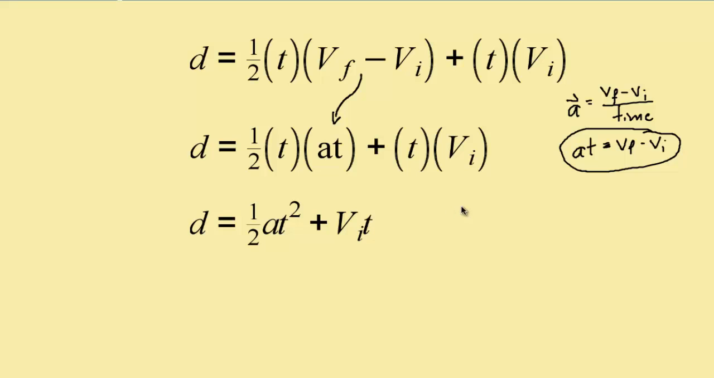And as a bonus, some of you may recognize that this expression is also a quadratic equation. And we'll be using that quite a bit in our study of the motion of objects. And there you go. Displacement is 1/2 at squared plus the initial velocity times time. Kinematic equation number 4.